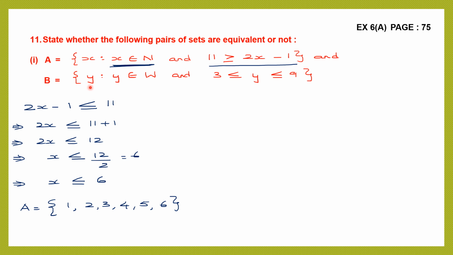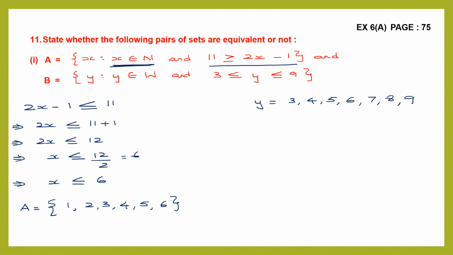Let's read this. Y is such that Y belongs to whole numbers and Y is greater than and equal to 3 but less than and equal to 9. So this we can write directly. Y will be equal to. Now here it says Y is greater than 3 but also equal to 3. So we start with 3 and we go on till which number? Here it says Y is less than 9 but also equal to 9. So we go up to 9. So right from 3, 4, 5, 6, 7, 8 and 9.